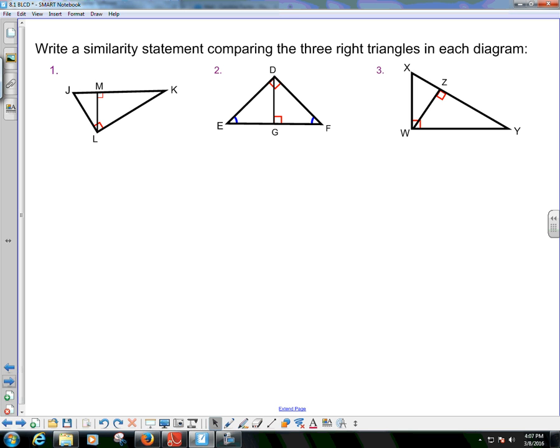So we need to write some similarity statements comparing the three right triangles in each diagram. I'm going to barrel through this. Honestly, I think that it would be a good idea for you to watch the first one, pause me, and then come back and check your answers.